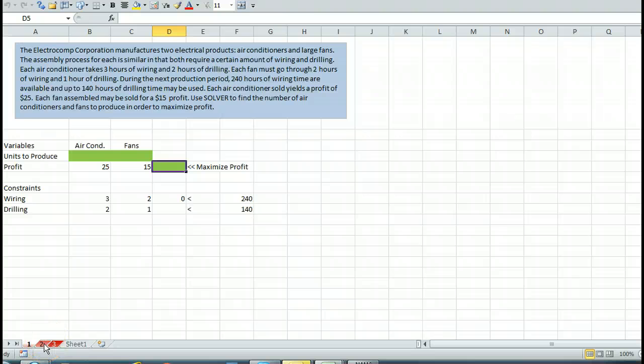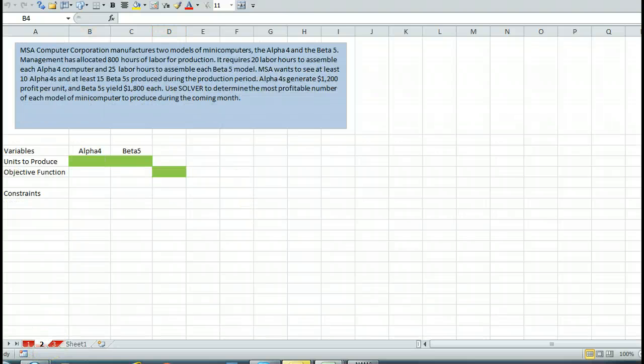Okay, so you're going to do a similar setup with each of these problems. I'm looking real quickly at problem 2. You've got an objective function that you're trying to maximize, which in this particular problem also happens to be profit. So you're going to put the profit per model in each of these. You're going to put a formula that calculates profit into this cell. You're going to list your constraints down here, which in this case you have one constraint, which is labor. Set that up the same way I did the other one.